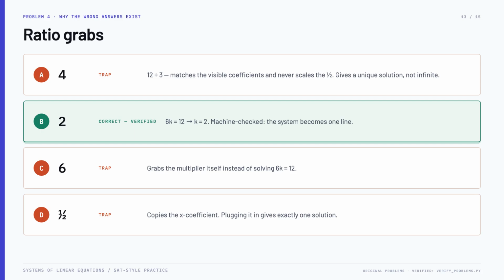Choice A, 4, is the classic ratio grab. 12 over 3, matching the visible coefficients without ever scaling the 1/2. We machine checked it. With k equal to 4, the system has exactly one solution, not infinitely many. Choice C, 6, grabs the multiplier itself. Choice D copies the 1/2. Scale first, then compare. Every time.